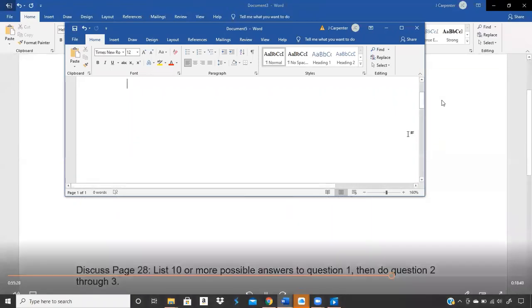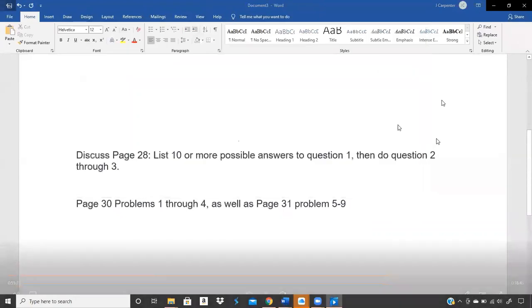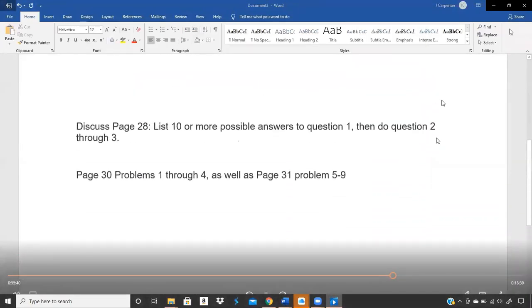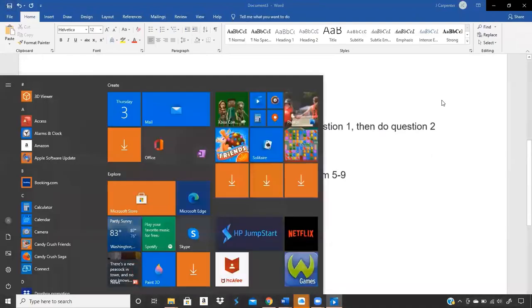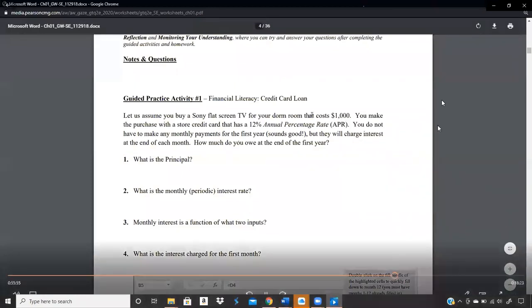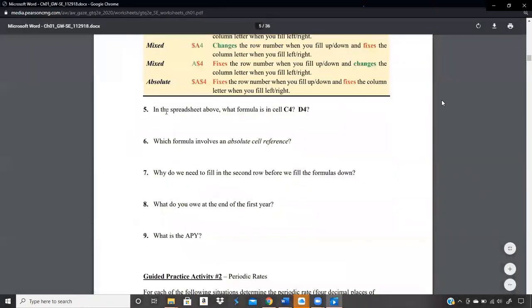Remember, we are discussing these in the discussion board in Canvas. All right, so page 30 has problems 1 through 4, then page 31 has problems 5 through 9. And why is it not working right now? That's okay. Sometimes my start menu or the Windows bar on the bottom just doesn't load with my mouse. I have to hit the Windows key. I don't know why. Sometimes it works, sometimes it doesn't. So we're answering these 4 questions and these 6 questions.